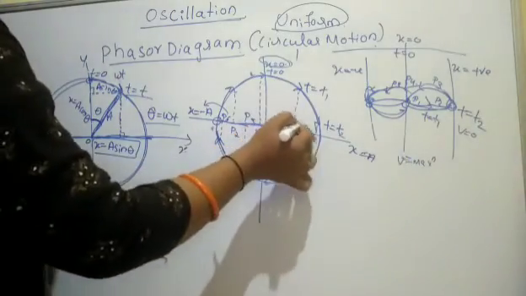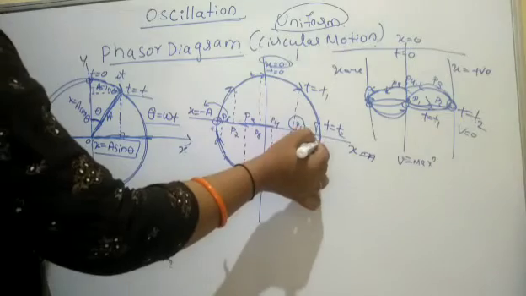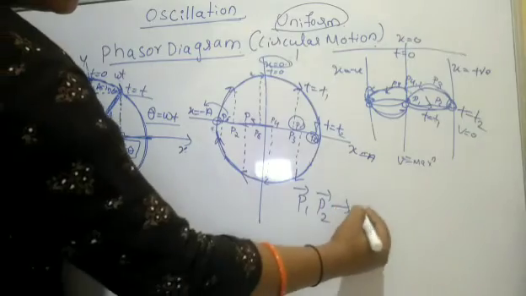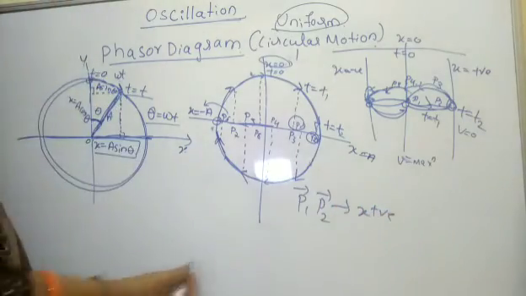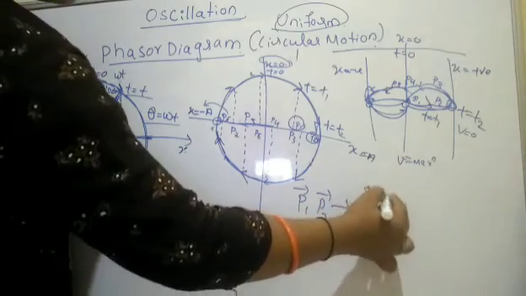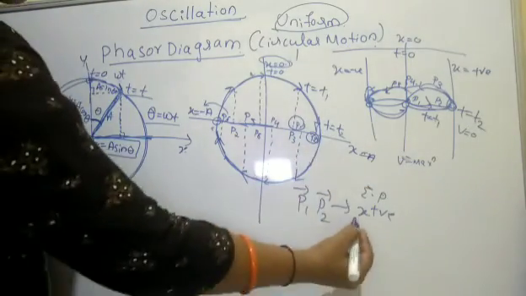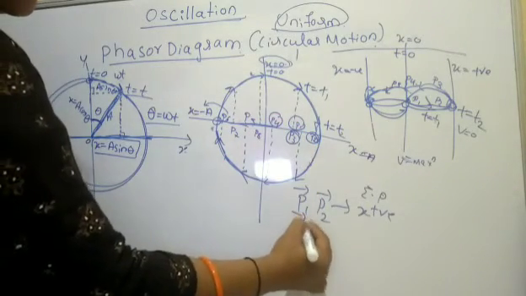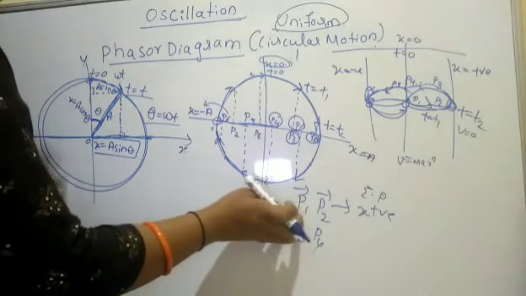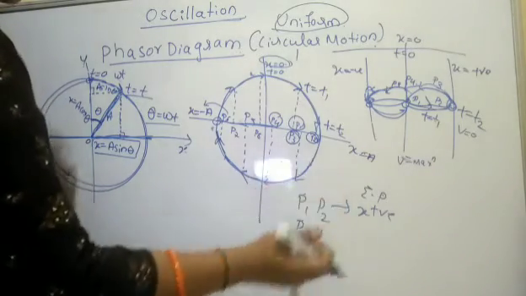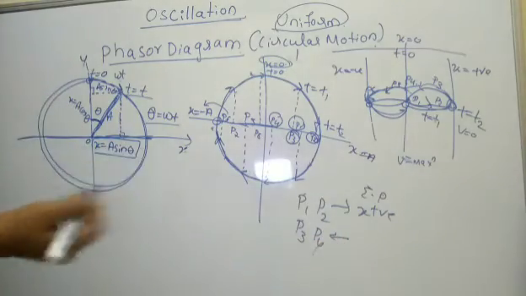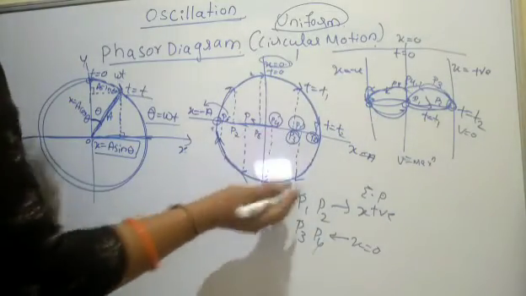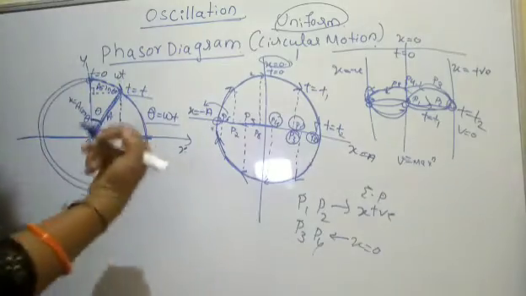So look at here. P1 and P2: which direction is it? P1 and P2 are in the positive direction, moving towards the extreme position. And again it is coming, P3 and P4. I am not writing a vector here; I am writing the direction in which it is moving. So it is moving towards the mean position, X equal to 0. So it is in this extreme position, and this is the mean position.